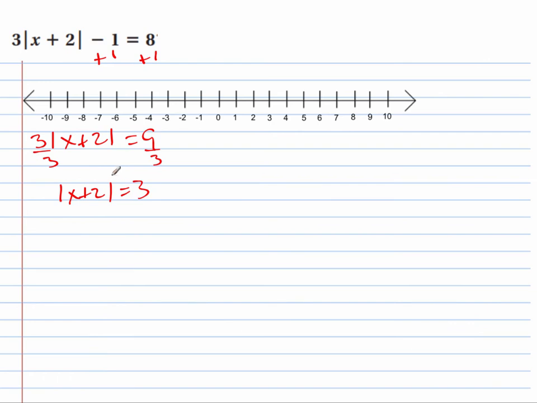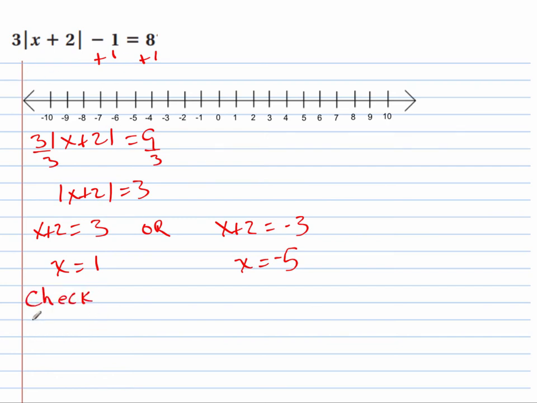Now it's the same sort of problem I just did. So x plus 2 is equal to 3, or x plus 2 is equal to minus 3. So this becomes x is 1, or x is minus 5. We want to check, and to check, you always go back to your original equation.